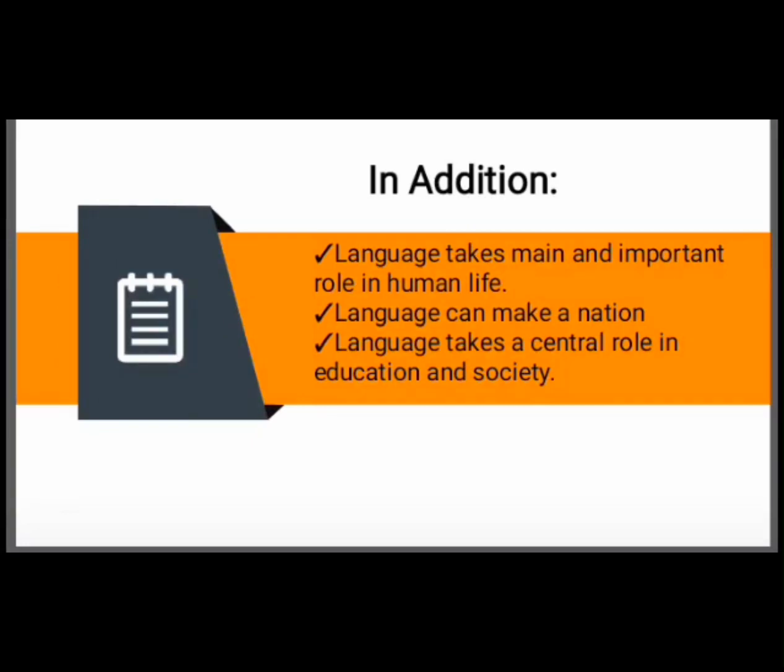The use of a particular language may increase the popularity of that language among the people, and day to day, people used to speak and write in that language.